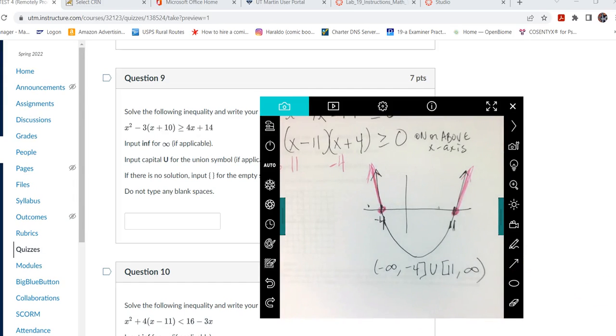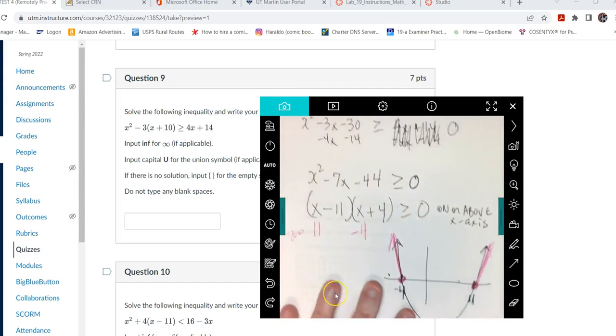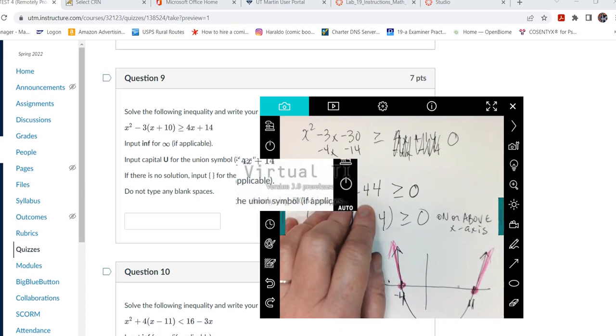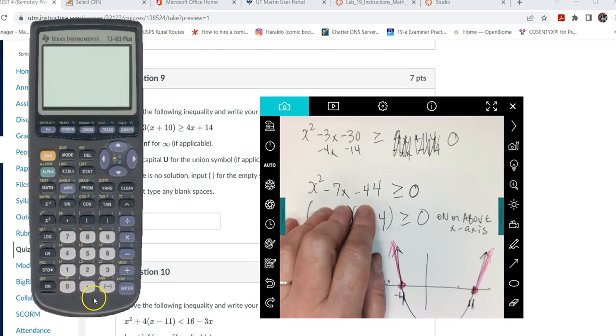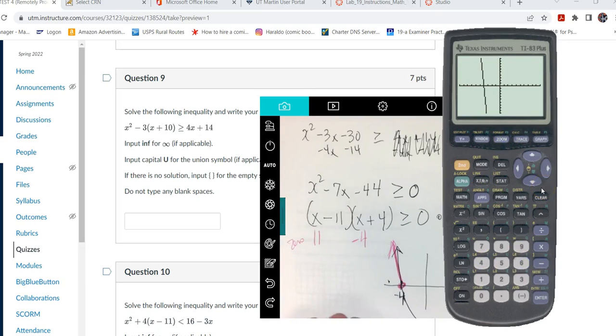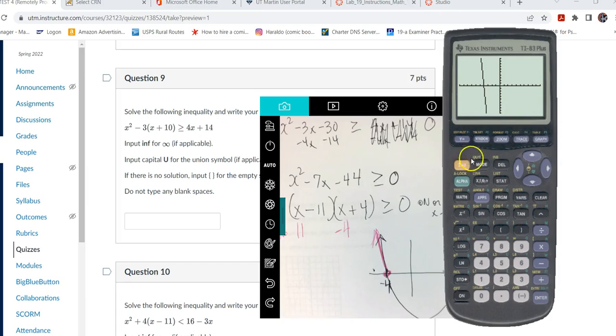You could have actually also, once you got it into that form, put it in your calculator. So x squared minus 7x minus 44. Okay, I'm actually going to have to increase my window to see it.